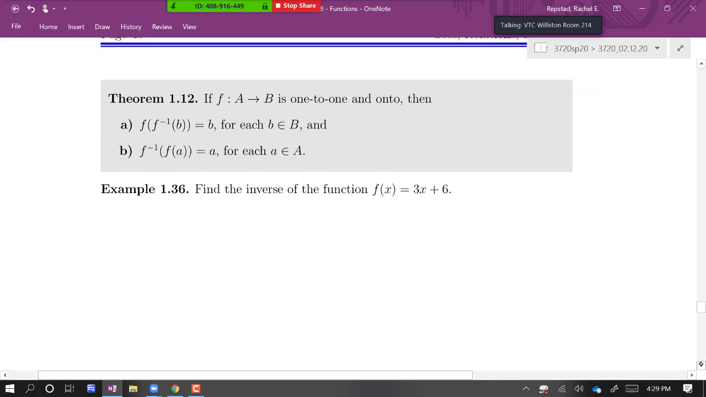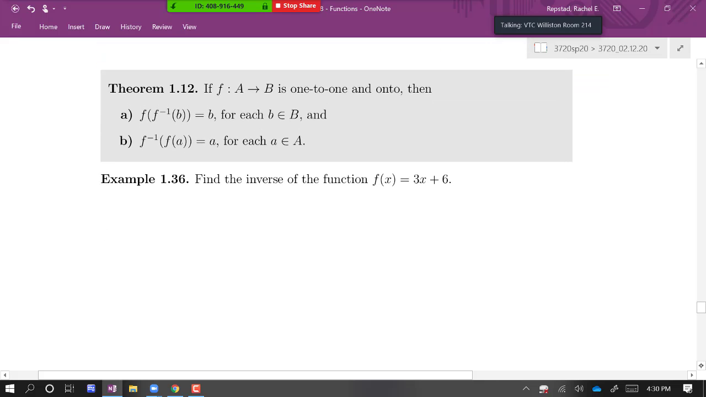So a result about functions and their inverses. A function and its inverse annihilate each other. So if our function from A to B is both 1-to-1 and onto, requiring 1-to-1 means that the inverse function will exist. Requiring onto means that the inverse function's domain will be all of B. So if your function is 1-to-1 and onto, then when a function meets its inverse, they annihilate each other. If I find f inverse of b, which is some element of A, and then I send that through the f function, it's got to send me right back to b, right?